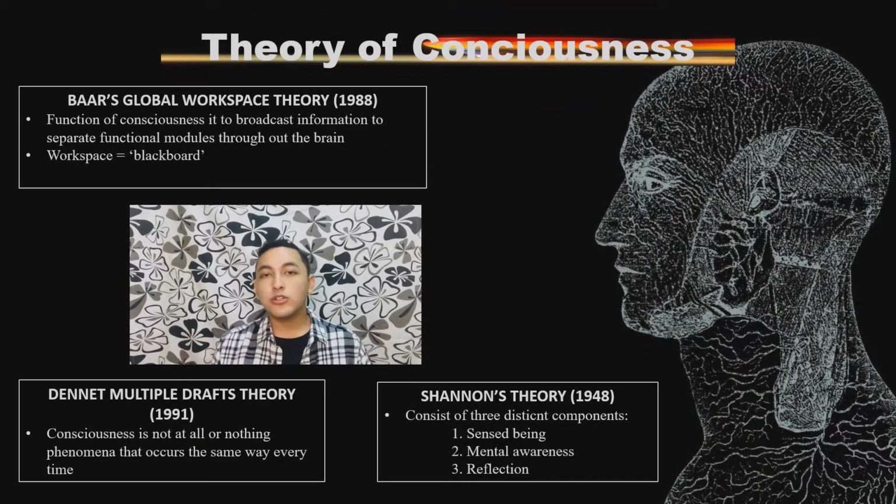Now let's introduce some of the theories of consciousness. Firstly, Baars' Global Workspace Theory in 1988 said that the function of consciousness is to broadcast information to separate and functional modules throughout the brain. Secondly, Dennett's Multiple Drafts Theory in 1991 states that consciousness is not an all-or-nothing phenomenon occurring at the same time, and he rejected that consciousness is some kind of theater. The third is Shannon's Theory in 1948, which states that consciousness consists of three distinct components: sense of being, mental awareness, and reflection.